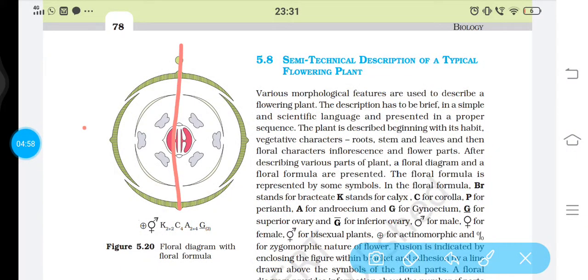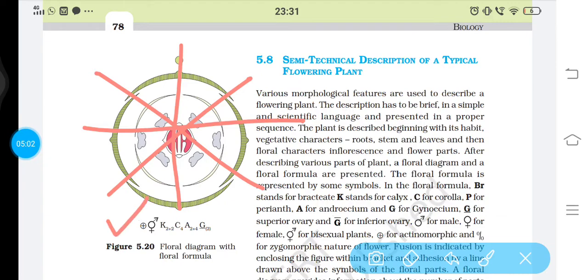Here let us understand what is here. Like we can cut it from any of the plane into two equal halves, so it is having actinomorphic. Then we can see here male part also and female part also, it is having this bisexual formula. And then in calyx it is written 2 plus 2.